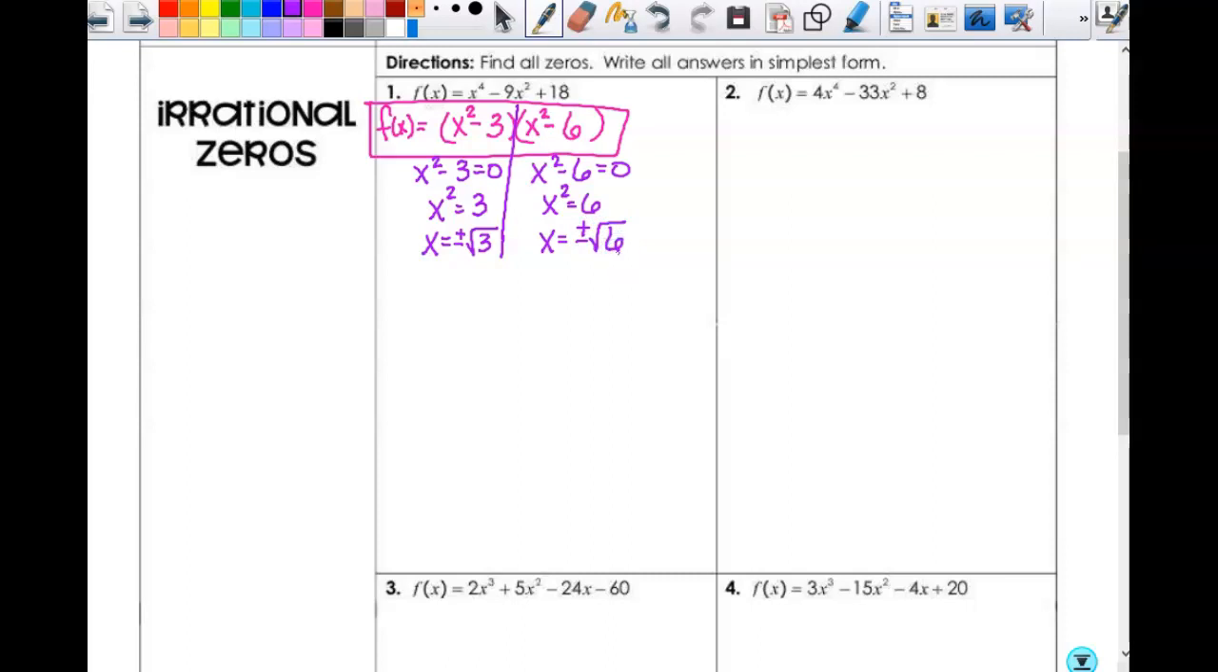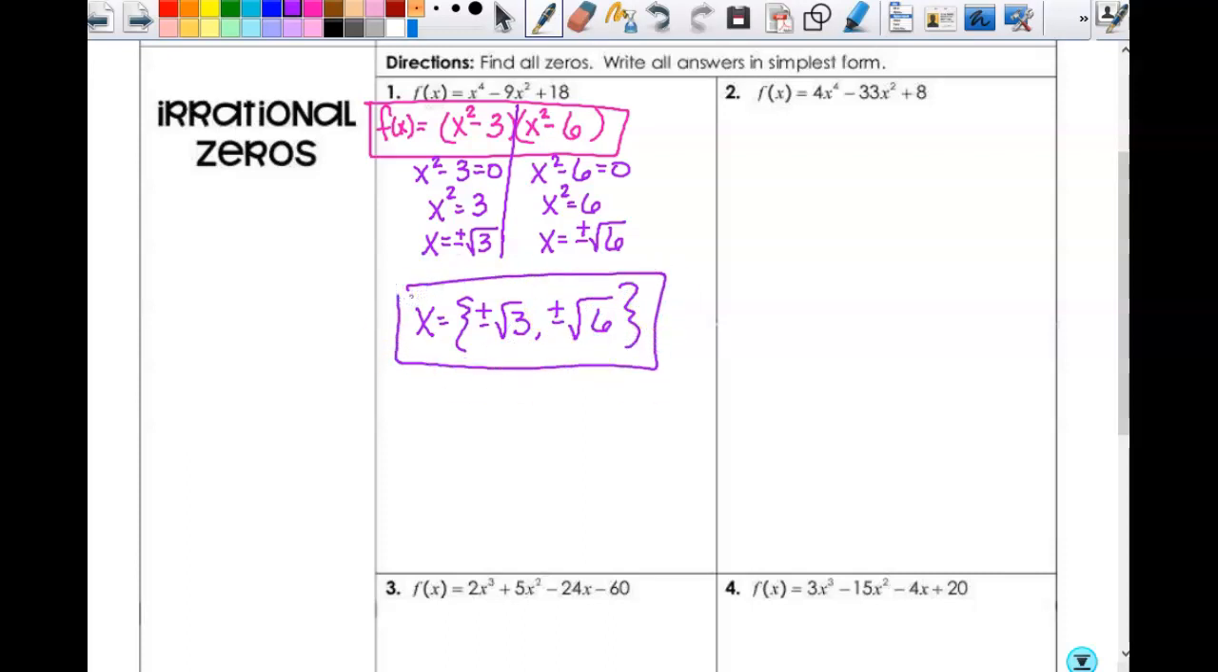Okay, so here's my fully factored form. It's okay that I wrote the line in it just to separate it. And then my zeros, x is equal to plus or minus the square root of 3, plus or minus the square root of 6. And there we go.